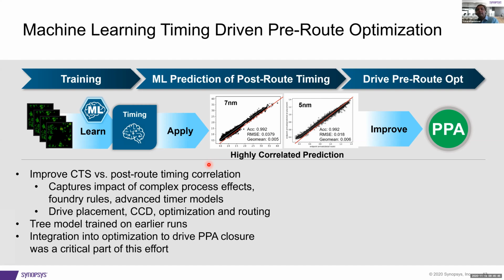But one of the things that has done really well is timing prediction. It's a very valid problem, right? One thing we focused on was to improve CTS and post-CTS optimization by predicting post-route timing. And this is a huge correlation problem at advanced nodes. There's just so many complex effects, routing rules, advanced timer models. There's so many things that just cause this timing correlation to be very poor.